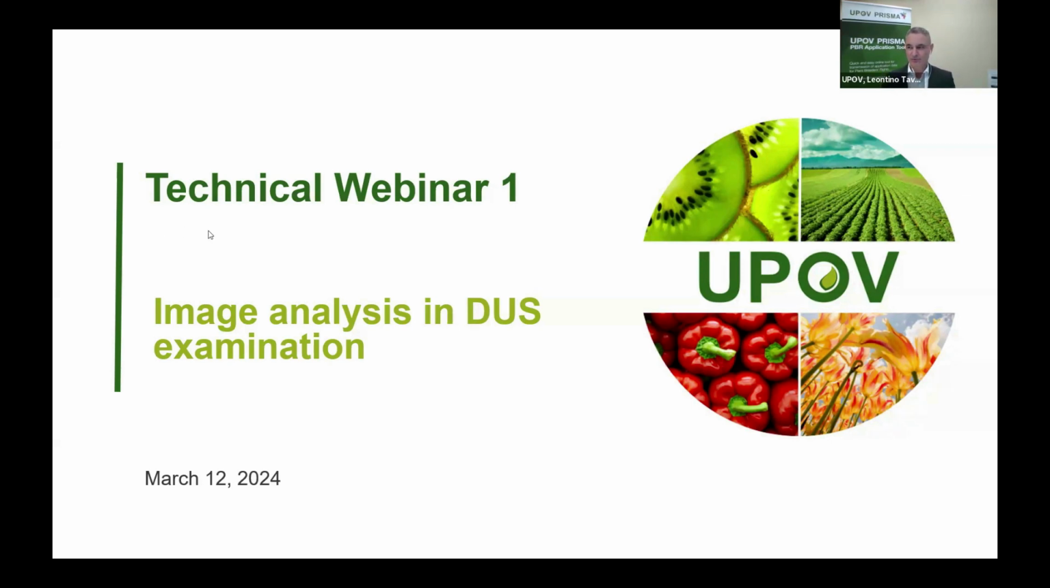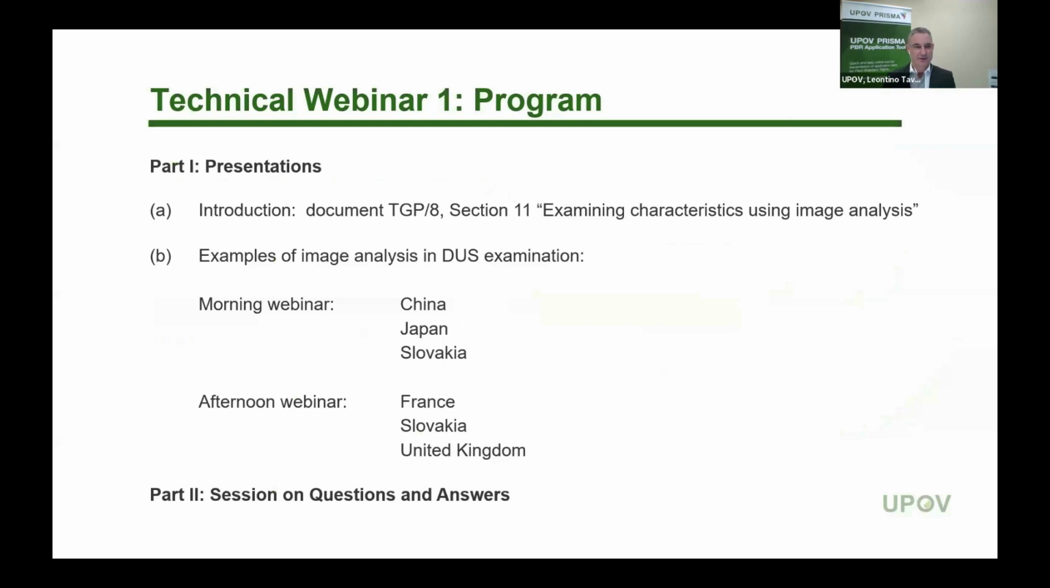And the program for today will have two parts. The first part with presentations, a second part with a session on questions and answers. For the first part on presentations, we'll have an introduction on UPOV guidance, which will be followed by the practical experience of UPOV members in China, Japan, Slovakia, France, United Kingdom. We will run the same webinar twice during the course of today. The next one within some 6 hours time from now.